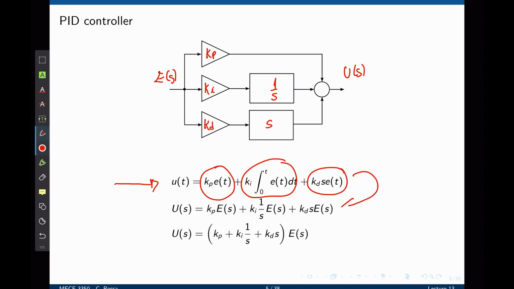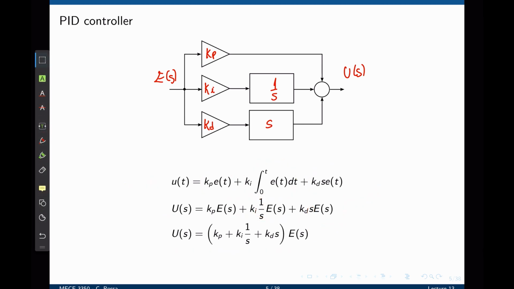Taking the Laplace transform now, we have the error of t becomes E of s, the integral is 1 over s, and the derivative is simply s times E. We can now factor out E, and this is the final expression for the output of the PID controller. We'll now refer to Kp, Ki, and Kd as the proportional, integral, and derivative gains respectively.